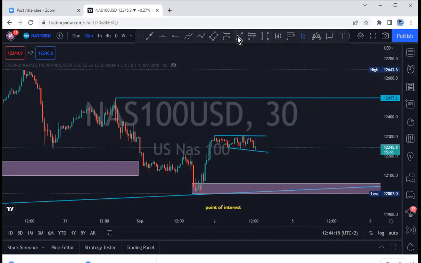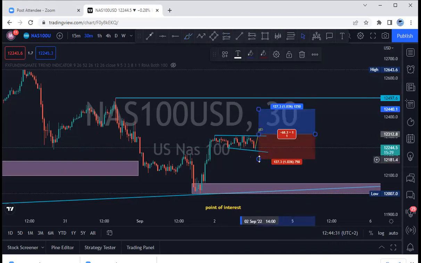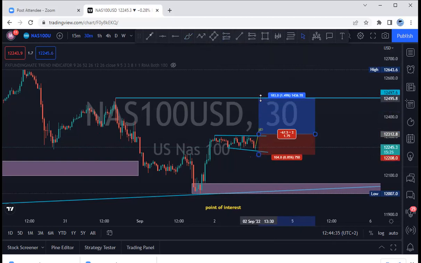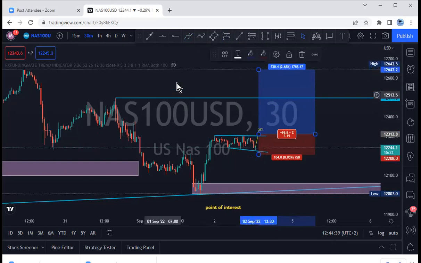Third one, you will have to wait for the market to break this level. And then after breaking in and closing above, that's when you're going to buy. Your stop loss is going to be below here. This one can be your first take profit and then continue to the upside. This one can be your second take profit.